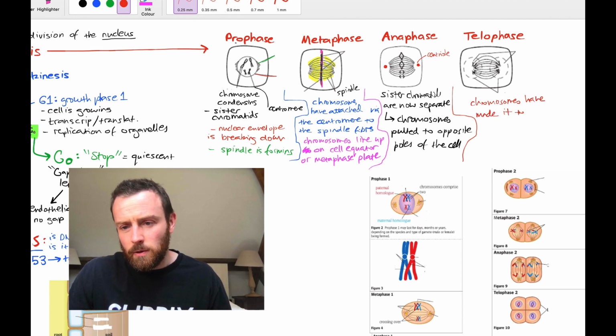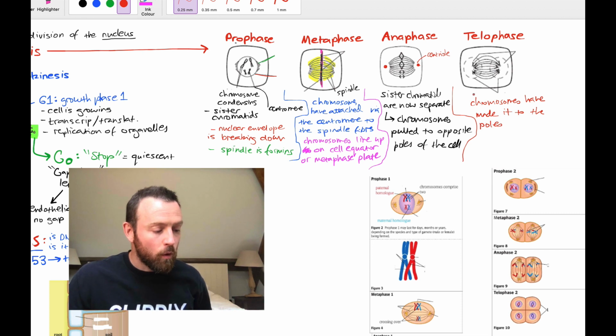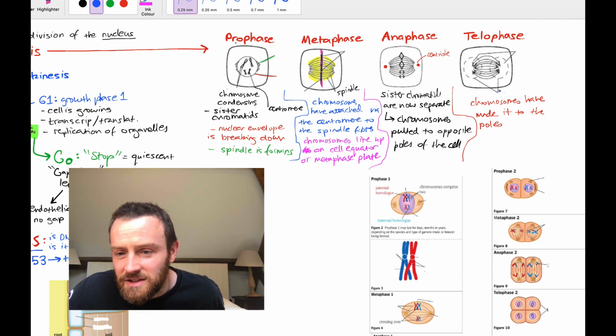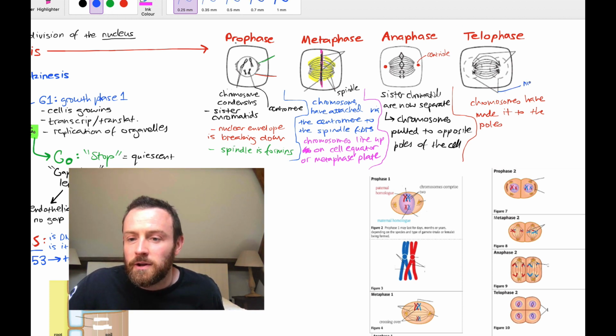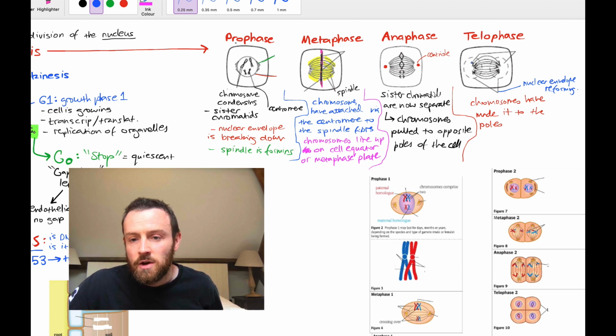They've made it to the poles. And we can see here that the nuclear envelope is starting to reform around those two poles. That's what these dotted lines represent. So let's do that here. This is the dotted lines there. So, nuclear envelope reforming. And we've got one set of chromosomes over here and one set of chromosomes over here, which is what this is labeled, two sets of chromosomes.